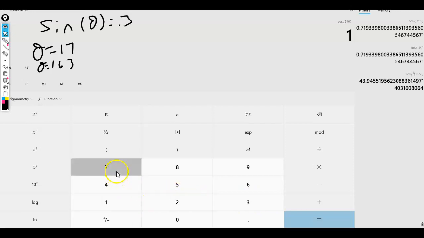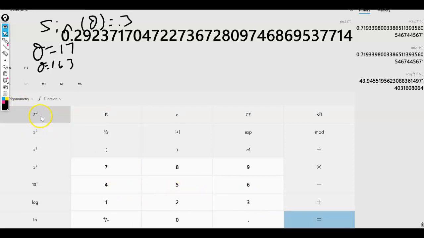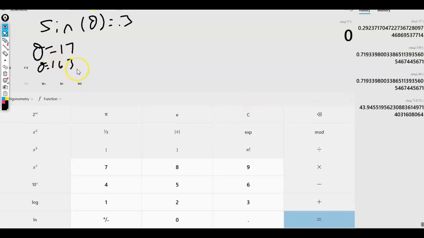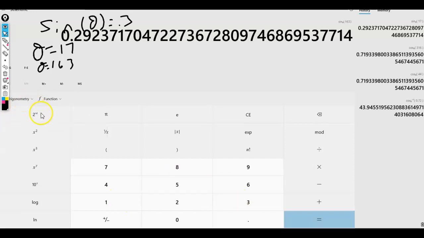So 17, sine, 0.3. I wonder if I can move these at all. Can't move my annotations. All right. But anyway, so 0.29 is what I get on my calculator, and that's basically 0.3. So we know that this is a good answer. Theta equals 17. Let's try another one here. Let's plug in the 163. Sine, once again, 0.3, so we did it.